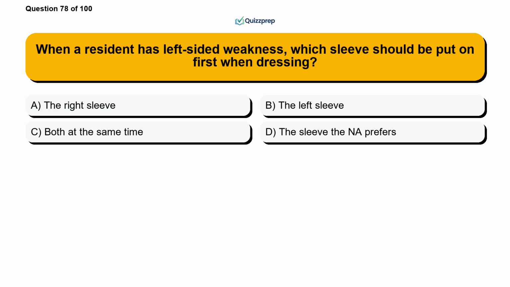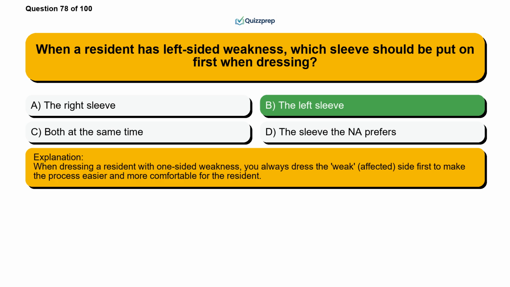Question 78. When a resident has left-sided weakness, which sleeve should be put on first when dressing? Option A, the right sleeve. Option B, the left sleeve. Option C, both at the same time. Option D, the sleeve the NA prefers. The correct answer is option B, the left sleeve. When dressing a resident with one-sided weakness, you always dress the weak, affected side first to make the process easier and more comfortable for the resident.